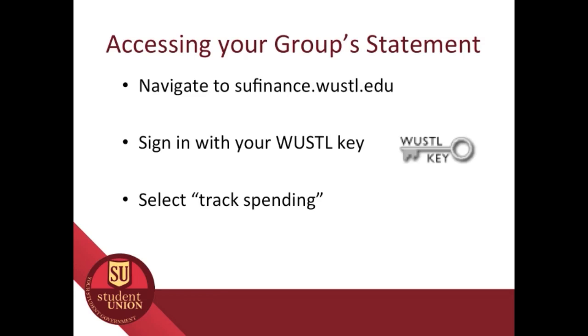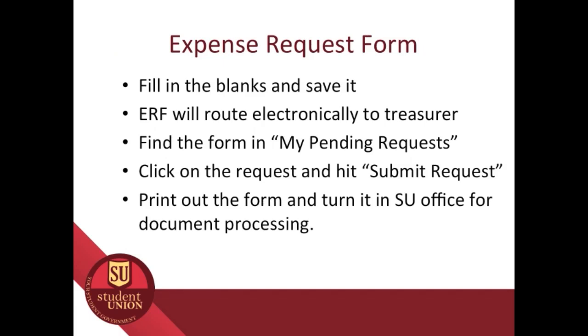First of all, as a treasurer, you should be checking your group financial statement regularly. To access your group's financial statement, go to sufinance.wustl.edu. You'll sign in with your Wustl key and select Track Spending. This is the same place you'll go to fill out and submit an expense request form. To get your expense request form, you will simply select Fill out a request form from the menu. Follow the form and fill in the blanks.